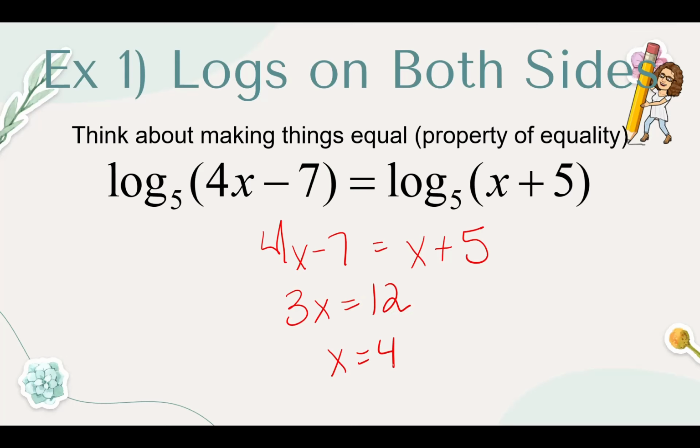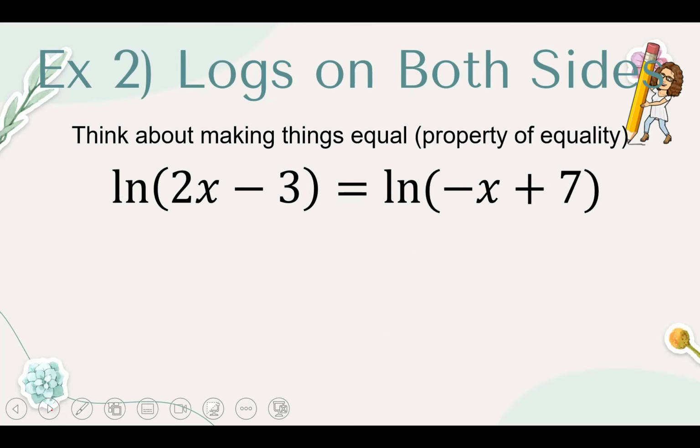Now remember though, when we're solving a log equation, you do need to double check to make sure that you don't get a negative or a 0 inside of a log. If you do, it's an extraneous solution. So I'm going to do a quick math here. 4 times 4 is 16, minus 7, 9. 4 plus 5, 9. Checks out, no problems there.